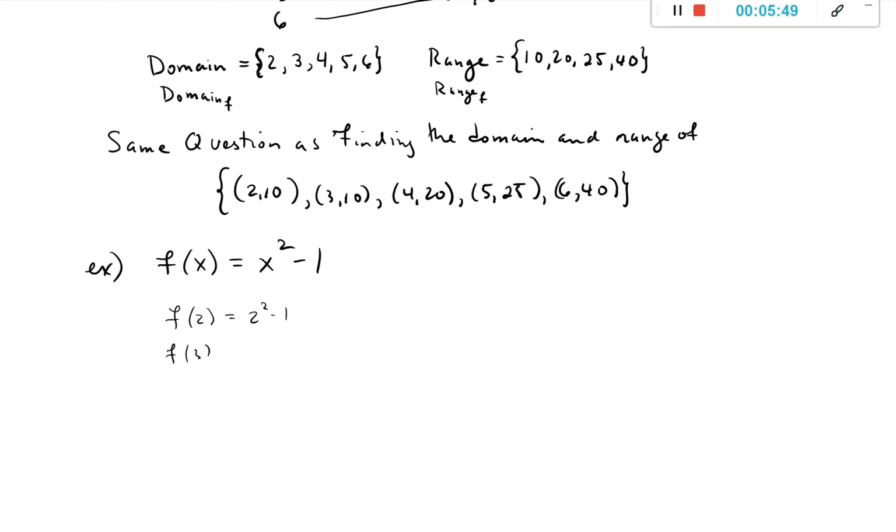I can feed in 3, that would work. I can feed in pi, that would work. Pretty much, there's no restriction here, okay? So it's pretty clear that x squared minus 1 can be evaluated, no matter what the number is.